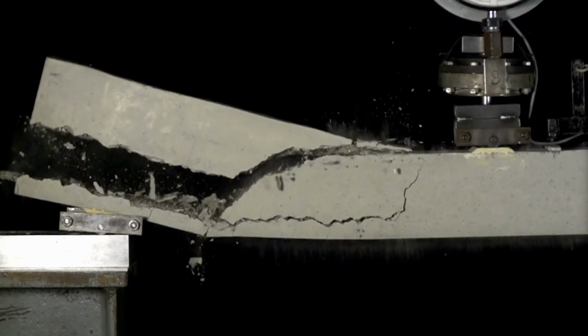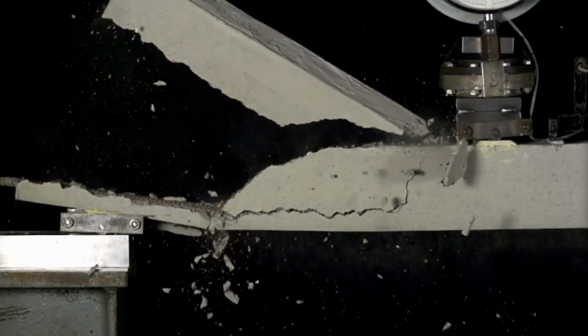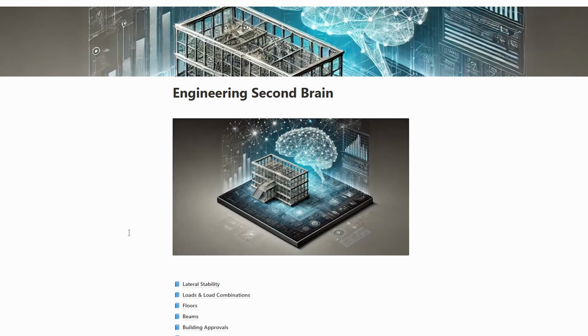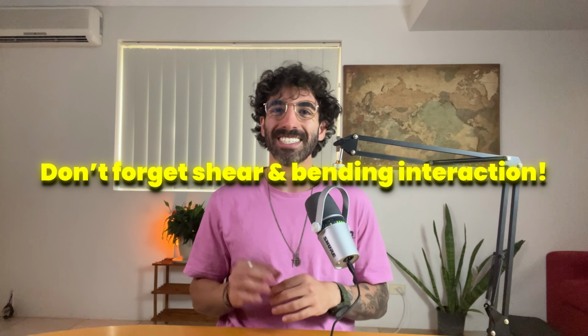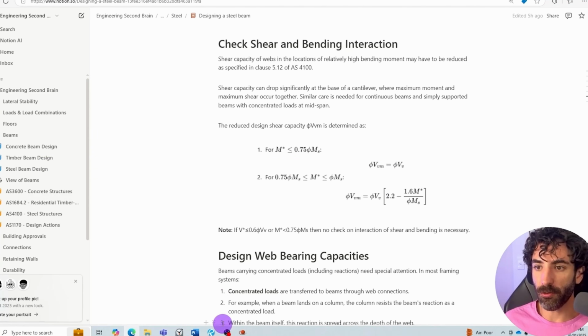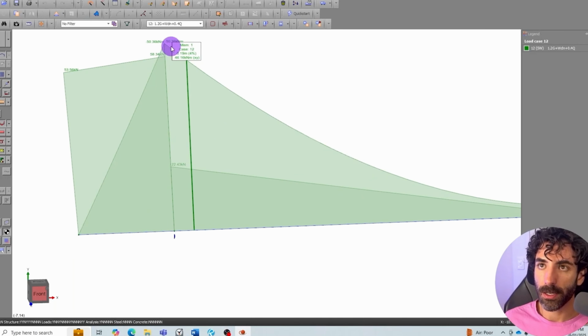But you know what? Shear actually does matter, especially in short, heavily loaded beams or when there's a big concentrated load near the supports. That's when it suddenly decides to cause problems. But we're not gonna talk about shear. If you need to find a beam's shear capacity, just check this table in our engineering second brain and look up for 5EV. And don't forget to assess shear and bending interaction, especially in continuous beams and cantilevers where the maximum bending and shear happen in the same location. And that's when shear capacity can drop significantly. I said I wasn't going to talk about shear, and here I am talking about shear.